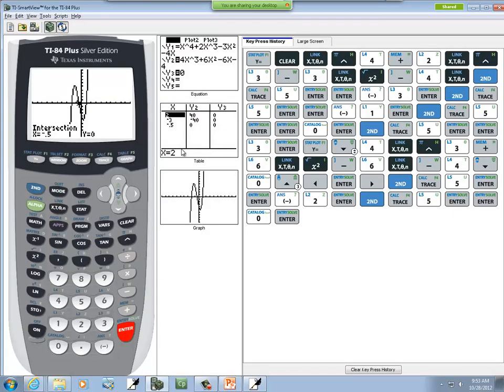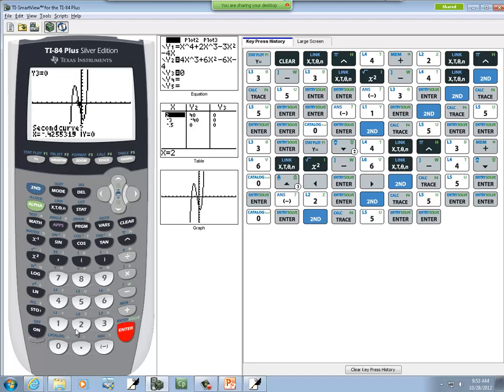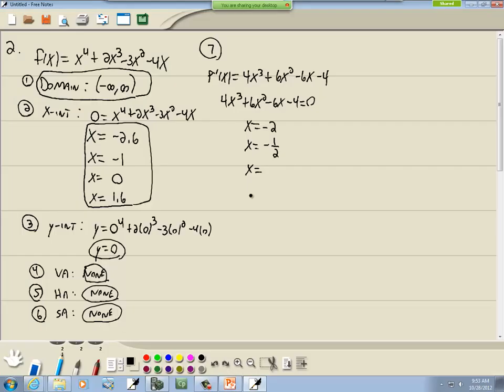And our third one looks like 1. So we do second trace, choose intersect, inner 1. And it is. Now, we could have done the fundamental theorem of algebra to do this, but this is so much easier. So those are our critical values.